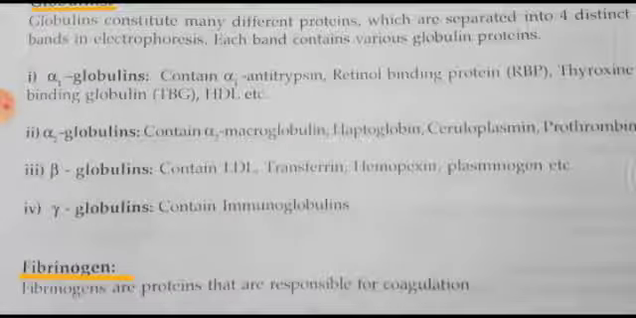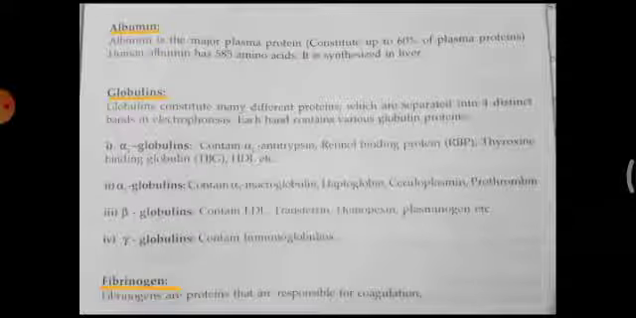Next one is fibrinogen, the third plasma protein. Fibrinogen is a protein responsible for clotting, coagulation, blood clotting. These three plasma proteins are very important among all other proteins present in the plasma, and the remaining we will discuss in the next session. Thank you.